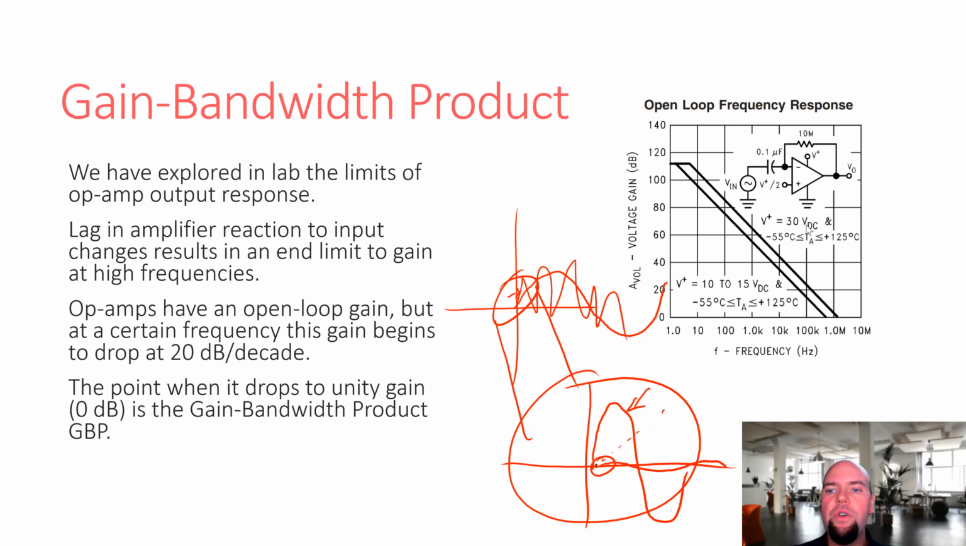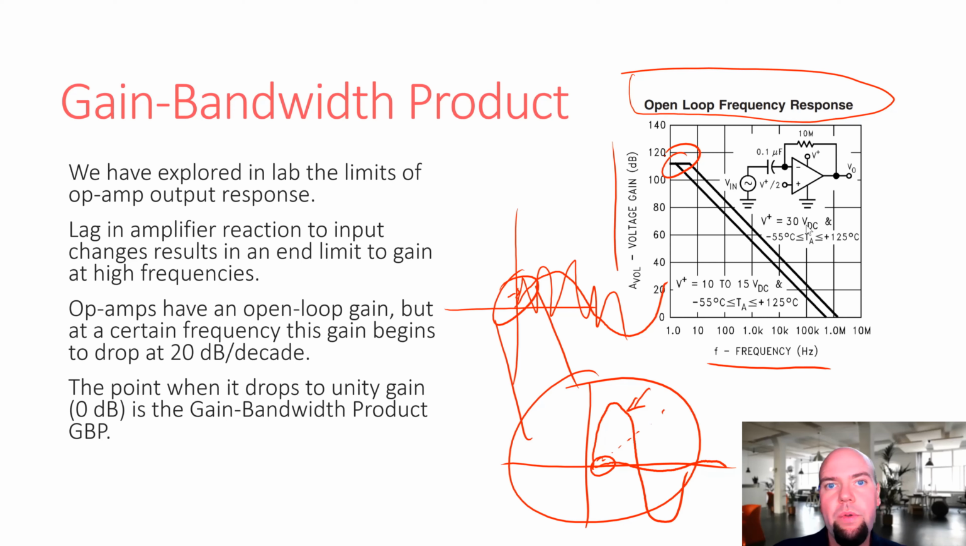You can view this if you look at performance parameters. This graphic was pulled out of, I think, an LM358 data sheet. It shows frequency versus open loop voltage gain. With most op amps, there's a plateau, a peak open loop gain, and that's what we measured in lab as the DC open loop gain. But as frequency increases, this starts to roll off.